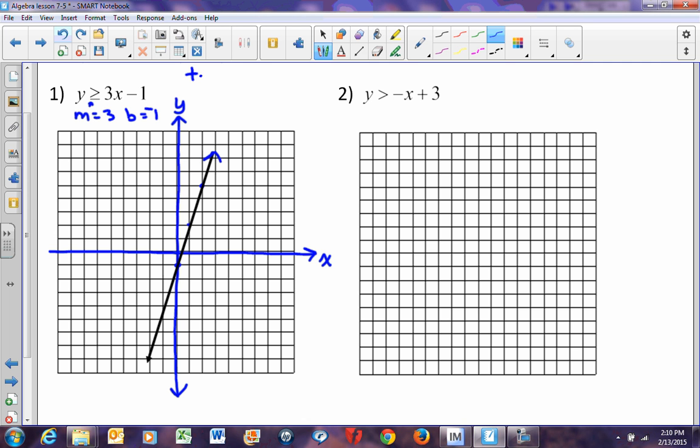So I'm going to test the point 0, 0. It's easy to test 0, 0. You just put in a 0 for y and a 0 for x and see if it makes a true or false statement. So I have 0 is greater than or equal to 0 minus 1. Is 0 greater than or equal to negative 1? Yes, it is. 0 is greater than negative 1. Therefore, this is true. So you shade where 0, 0 is. 0, 0 is on this side of the graph, so I'm going to shade on this side of the graph.